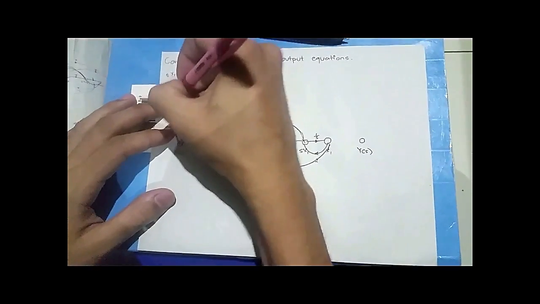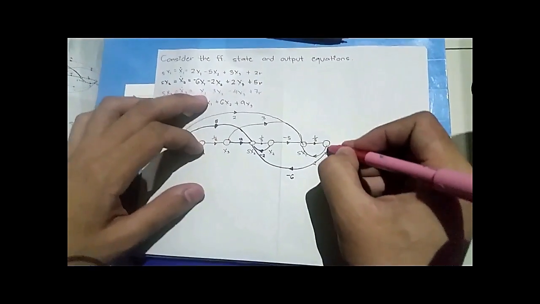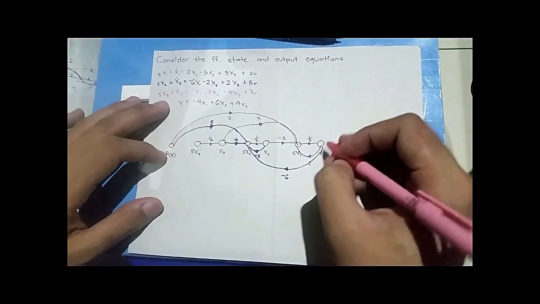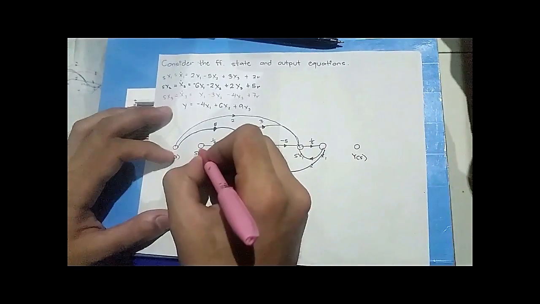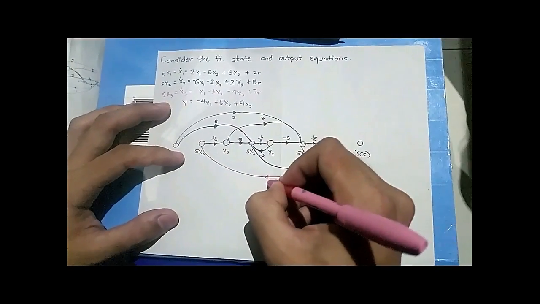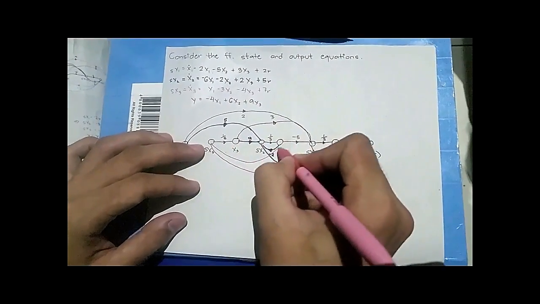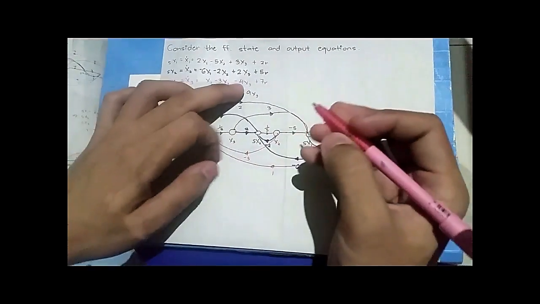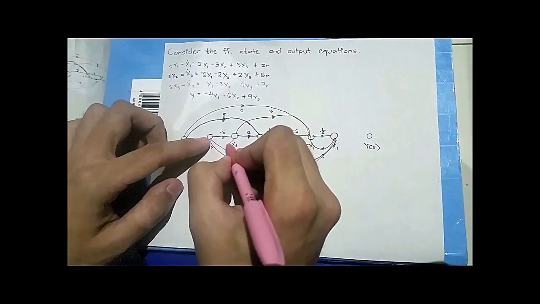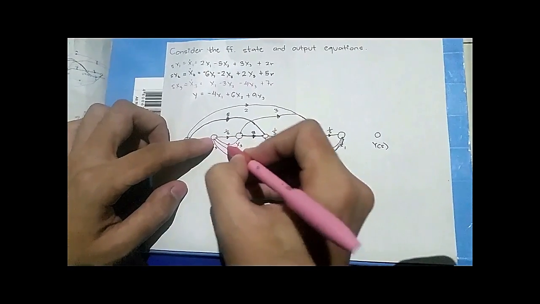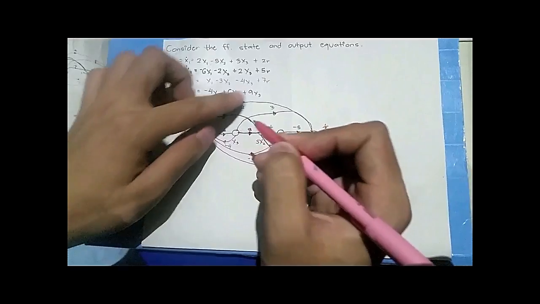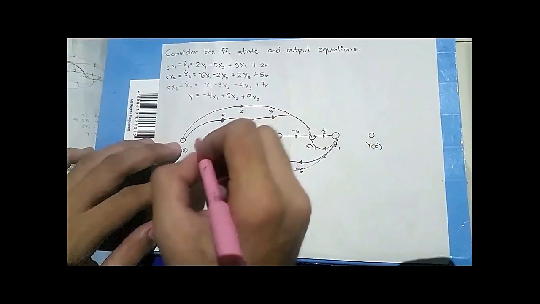Now, the third equation. We feed from X sub 1, there is a signal of 1. And from X sub 2, there is a signal of negative 3. And from X sub 3, there is a signal of negative 4. And from the input R, there is a signal of 7.